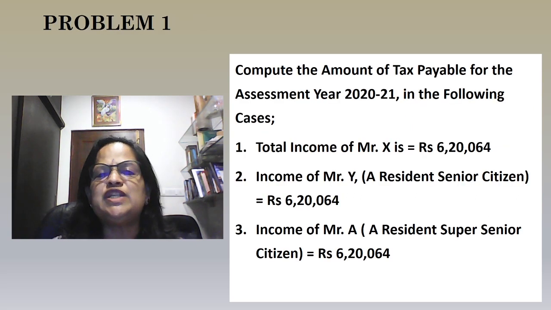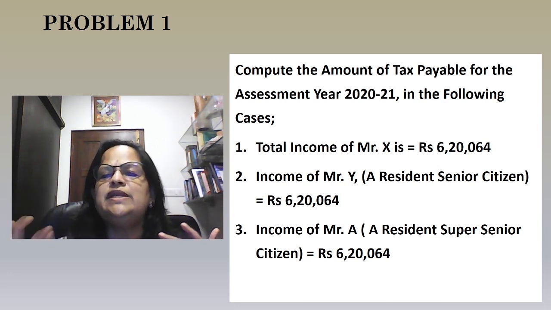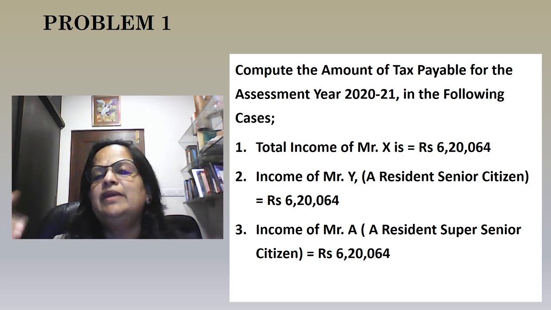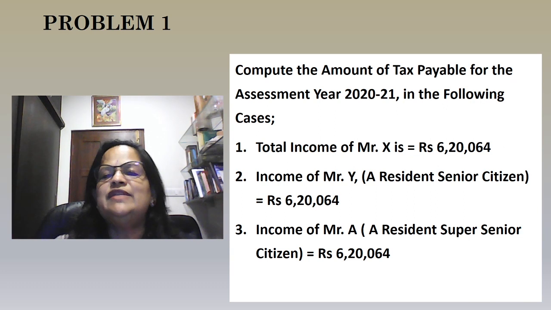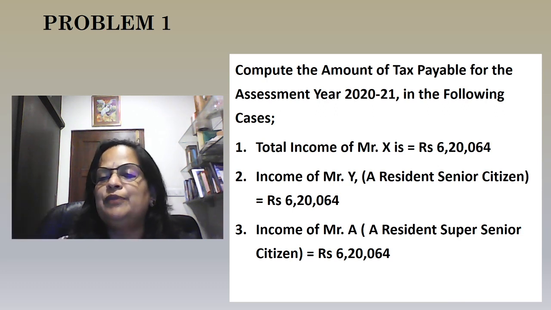Now, first problem. Compute the amount of tax payable for the assessment year 2021 in the following cases. Total income of Mr. X is 6,20,064. So this you have to round off to 6,20,060. If it was 66, then it would have been 6,20,070. So if the last digit is 5 or more than 5, then we will go for the higher value. If it is less than 5, we will go for the lower value.